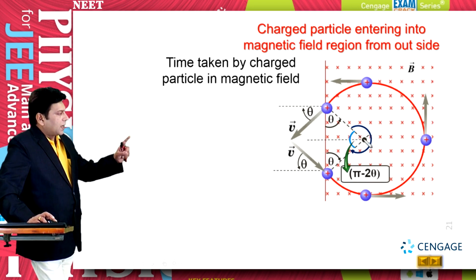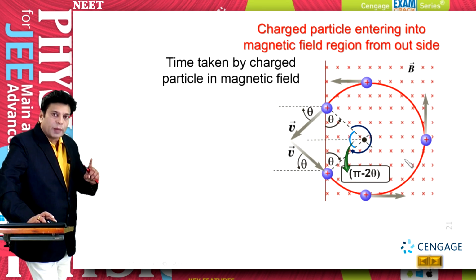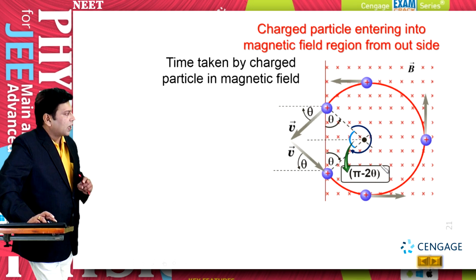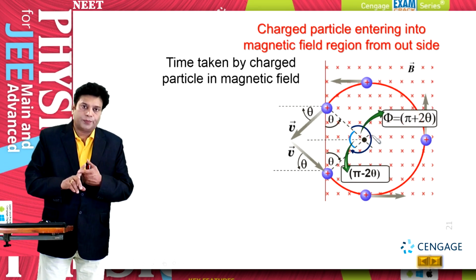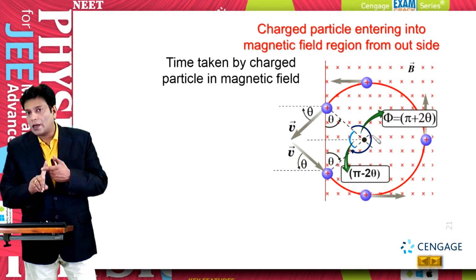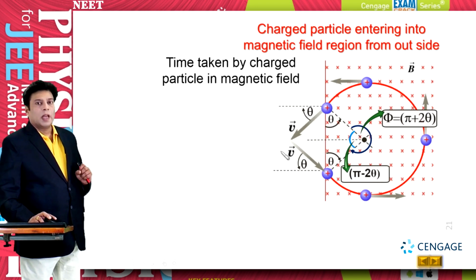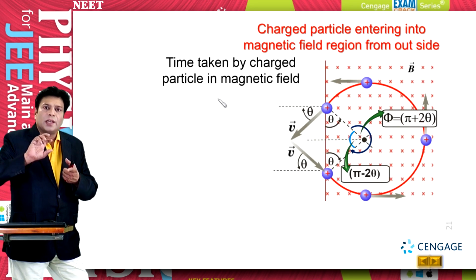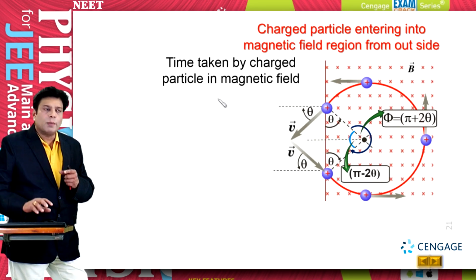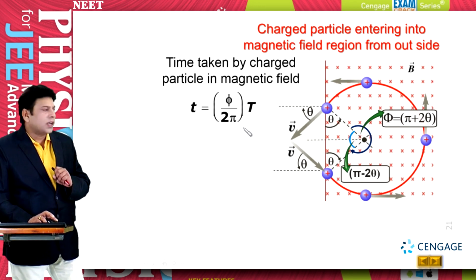And we know at the center there is a 2 pi angle. So the angle made by the arc in the magnetic field region at the center of the circle equals 2 pi minus (pi minus 2 theta), that equals pi plus 2 theta. So we got the value of phi, that is, the angle made by the arc inside the magnetic field region at the center of the circular track. And we know the time taken by the charged particle while rotating through angle phi equals phi divided by 2 pi multiplied by the time period. We can find this result using simple proportionality.